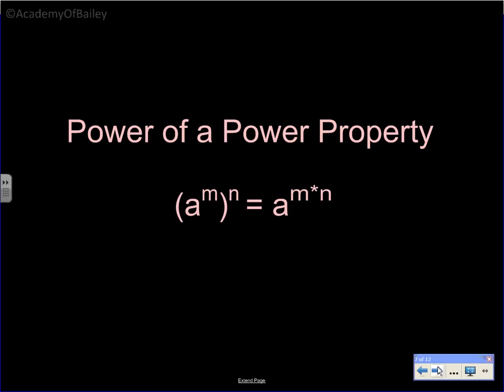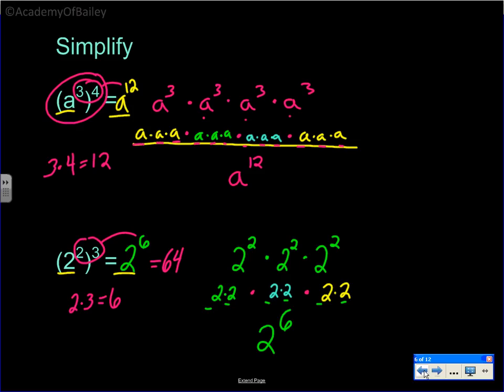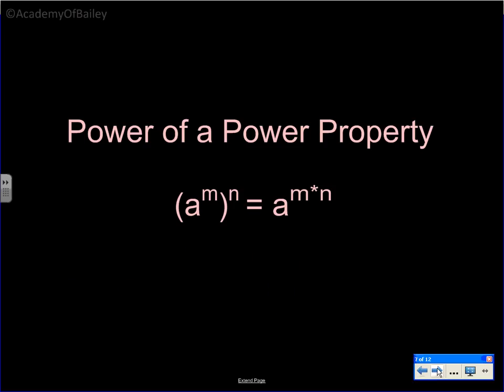The last thing that we just looked at right here, those two examples that you looked at, it's called the power of a power property. If you have a raised to the m power raised to the n power, the answer is going to be a raised to the m times n power.